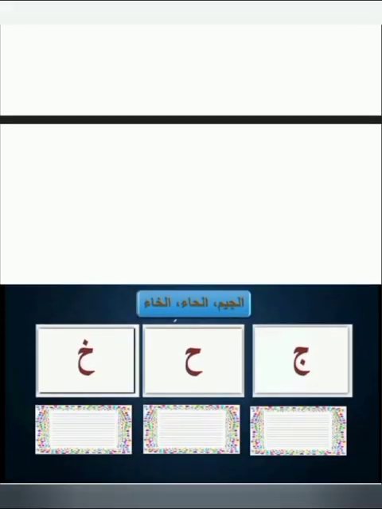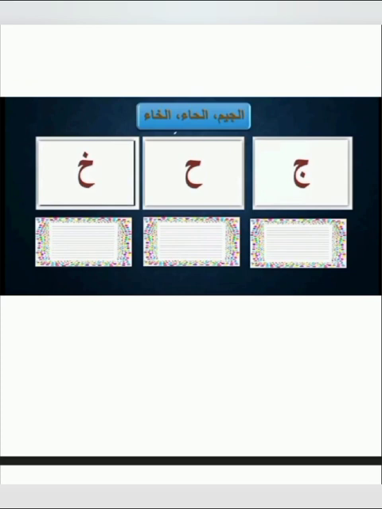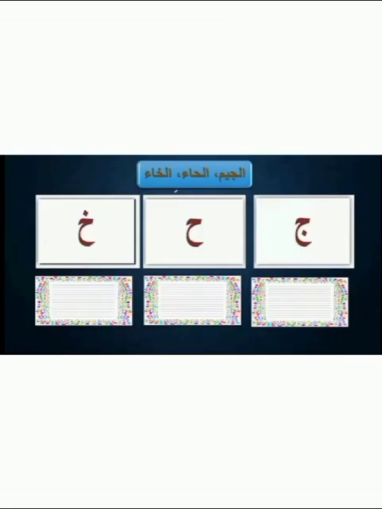And then we have another group of three sisters. So the first one is the letter Jim, and then the letter Ha, and then the letter Kha. So the first letter is called the letter Jim, and it has a head and a big stomach and one apple inside.